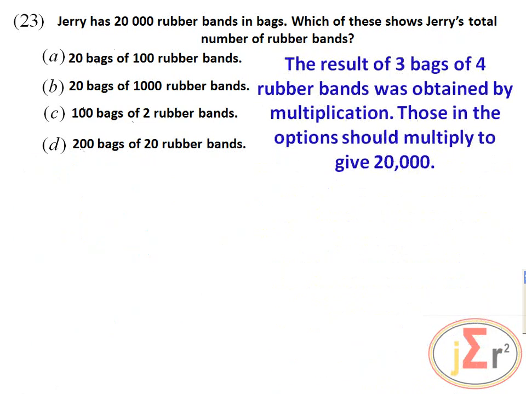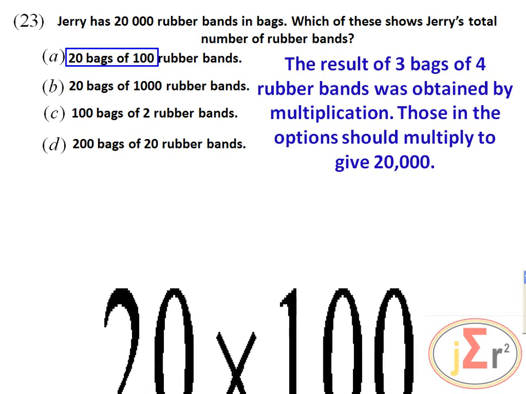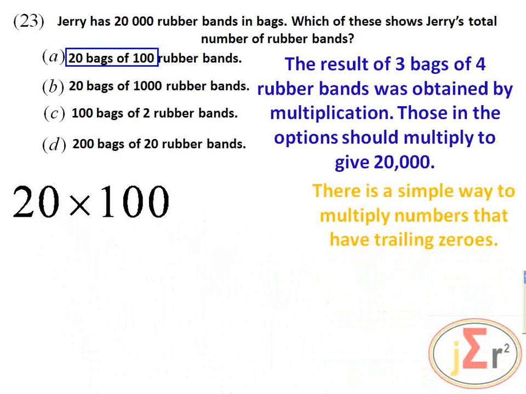The result of 3 bags of 4 rubber bands was obtained by multiplication. Right. Those in the options should multiply, therefore, to give 20,000. So we have concluded that multiplication is what we need to use. So 20 bags of 100, 20 times 100. There is a simple way to multiply numbers that have trailing zeros. So when we multiply these, whatever we get, if we get the 20,000, then that option will be correct.